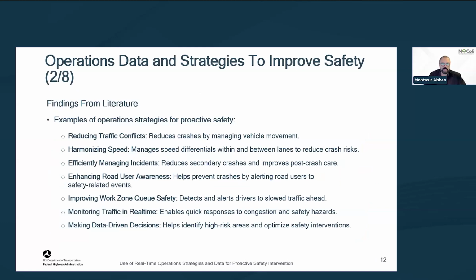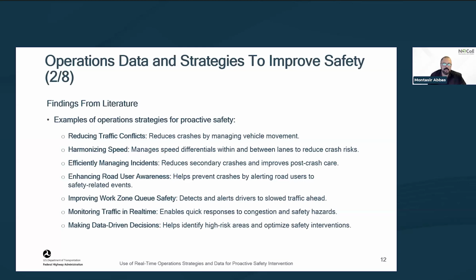So we looked at the literature. That was the first step, and basically we saw several categories in the latest literature. So examples of operational strategies for the proactive safety in this case, there were some research efforts looking at reducing traffic conflicts, reducing crashes by managing vehicle movement, and so on. There is some work about harmonizing speed, and that has been going on for a while, actually. But then the idea is to manage speed differentials within and between lanes to reduce crash risk.